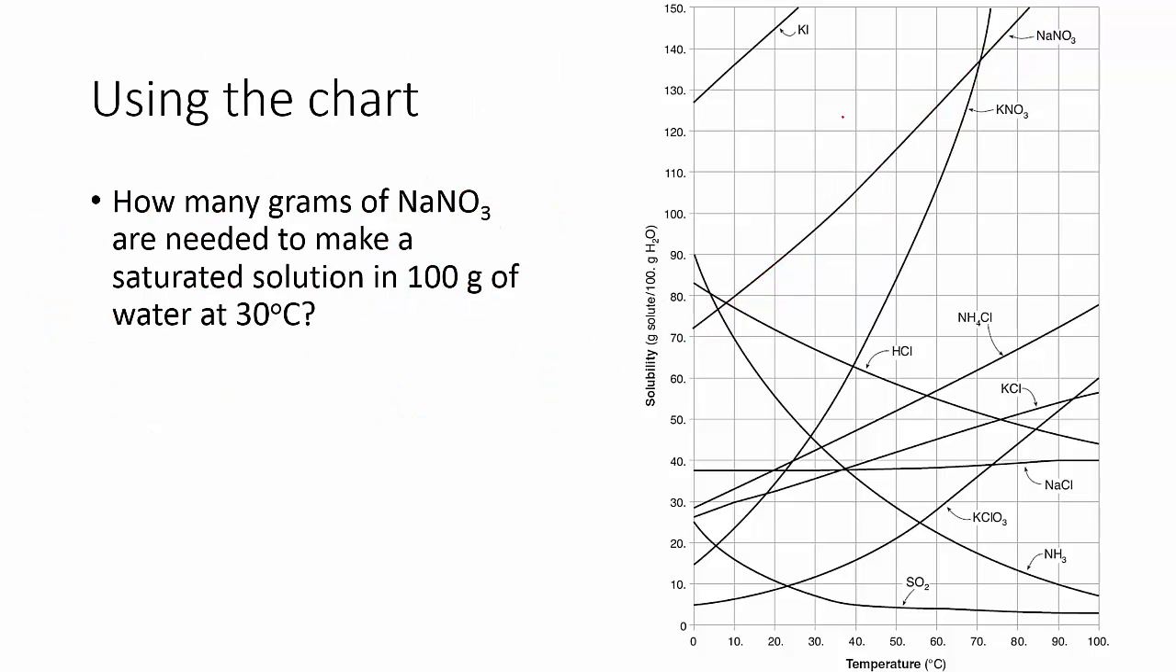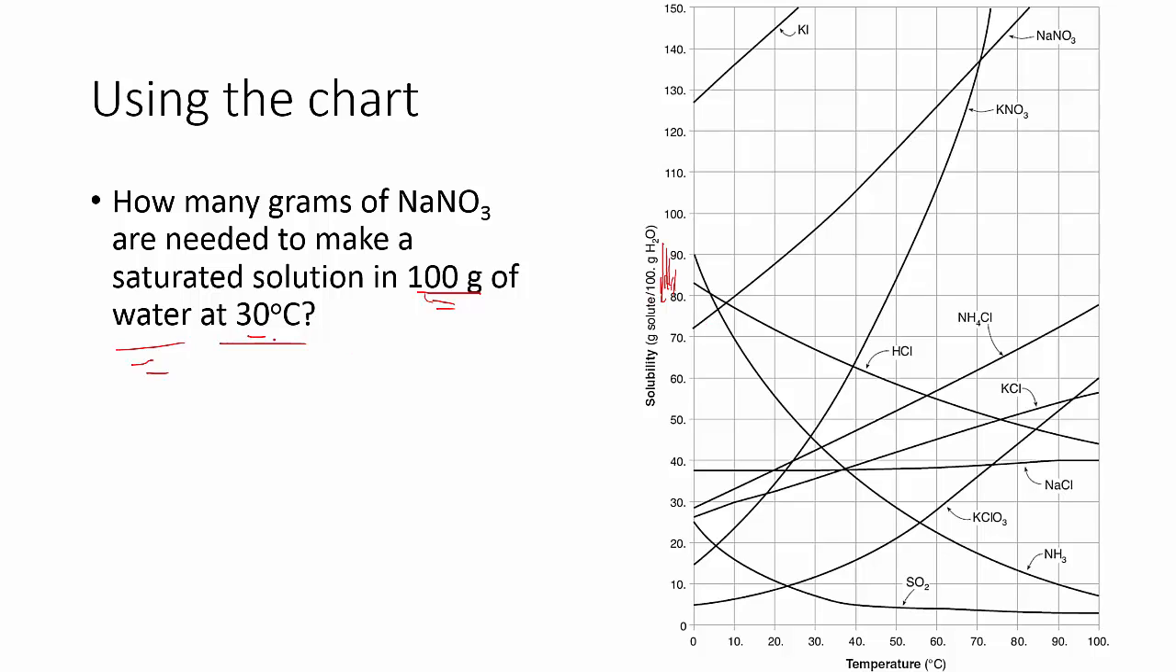So using the chart. Here's an example question. It says, how many grams of NaNO3 are needed to make a saturated solution in 100 grams of water at that temperature? So remember, the 100 grams of water is just saying, hey, use the chart exactly how it is, because the chart is for how much will dissolve in 100 grams of water. So this 100 is just telling you, just use this chart exactly how it is.